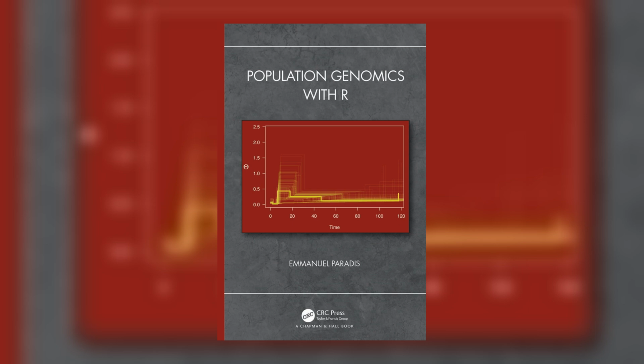FST outlier scans exploit that drift strikes every locus equally, so a locus differentiating too much betrays a force acting on it alone. Extended haplotype homozygosity catches a force acting on it alone, by the extended haplotype it drags behind. One null. Many observables. Selection is wherever the observable refuses to match the null.